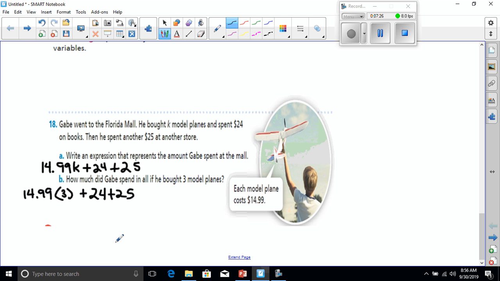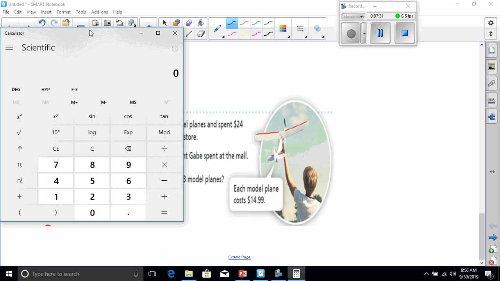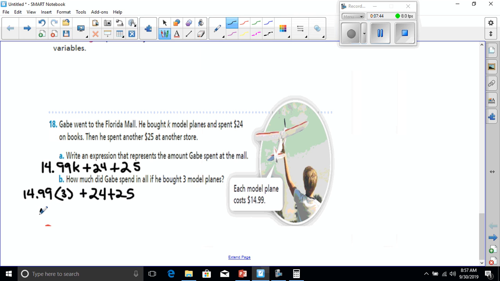So let's start adding these up together. I'm going to use my calculator to figure this one out. So we've got $14.99 times 3. That's going to give us $49.97. So $49.97 on planes. We're going to add that to the $24 that he spent on books and the $25 that he spent at another store to come up with our total.